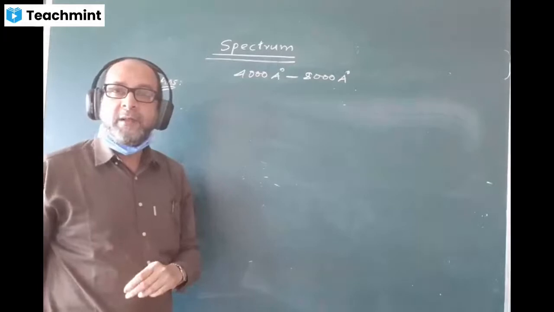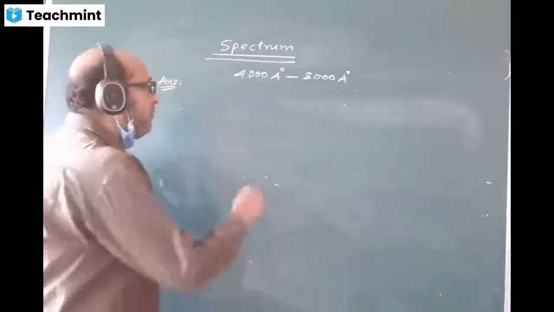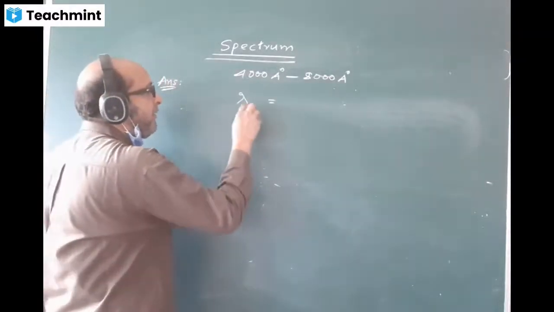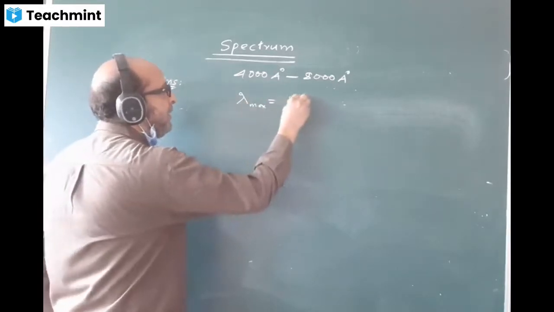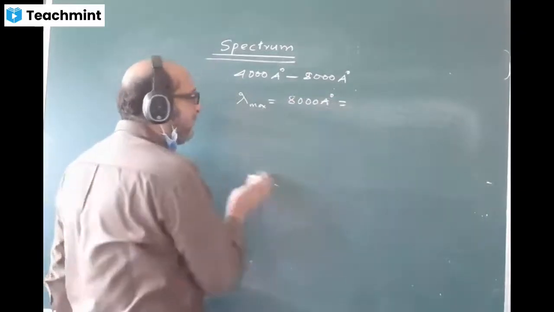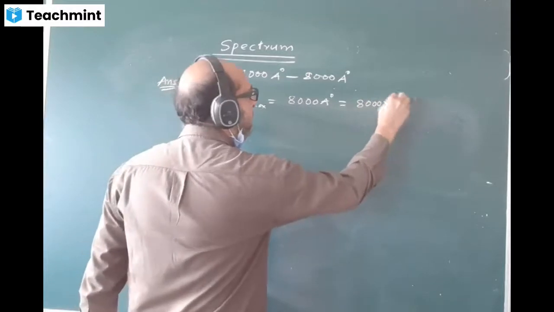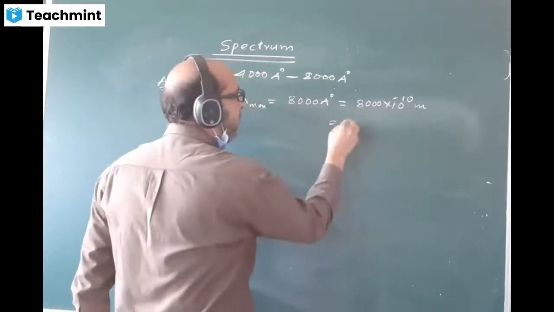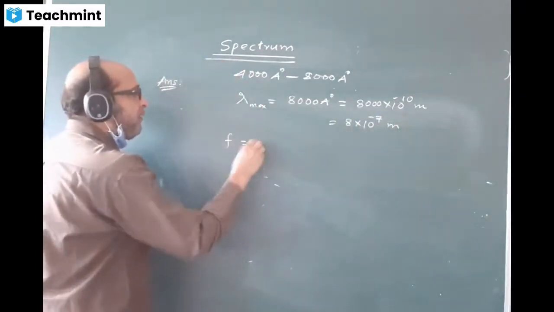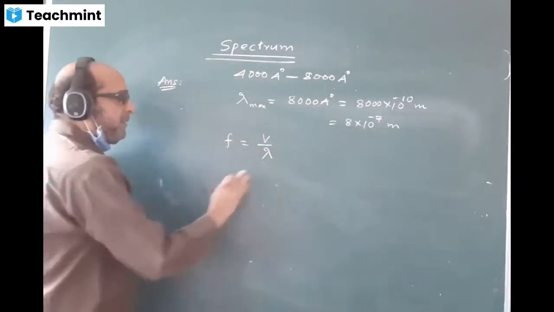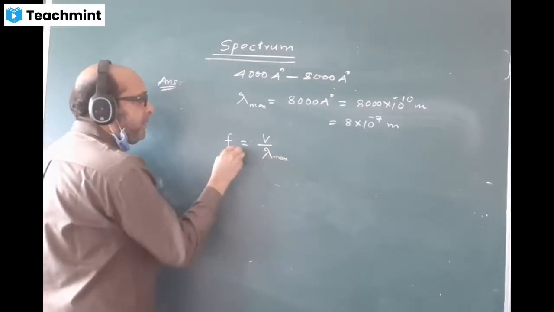That gives the minimum frequency. And if you have to find the maximum frequency, we take the shortest wavelength in that case. So I will write lambda max, then only we will get minimum frequency. Lambda maximum value we take 8000 angstrom, and now we use the same method as I did just now. 8000 angstrom, we change into 8000 into 10 to the power minus 10 meter. This comes to 8 into 10 to the power minus 7 meter. Now I am using the formula directly, f equal to v by lambda. When lambda is max, f will be minimum.